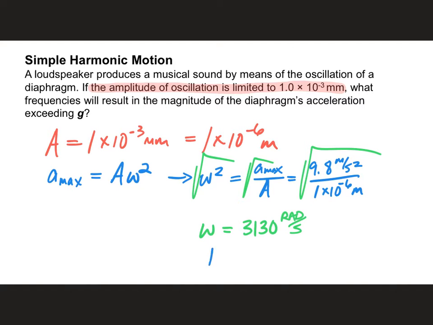And the frequency then would just be that omega over 2 pi, that angular speed per complete revolution. That's what 2 pi refers to. And if you divide that 3,130 by 2 pi, you get 500 hertz.